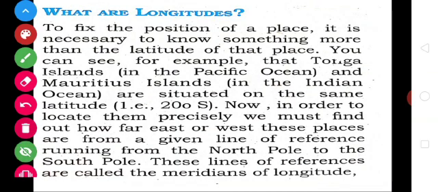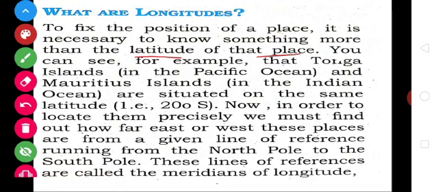And then, what are longitudes? To fix the position of a place, it is necessary to know something more than the latitude of that place. To fix a particular place, we need some other point of reference than the latitude. That is called longitude. We need both the longitude and latitude to fix a particular place.